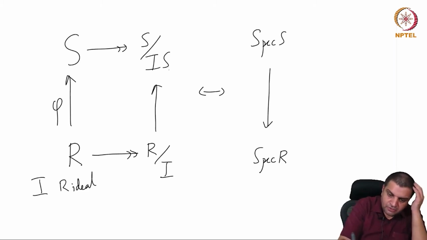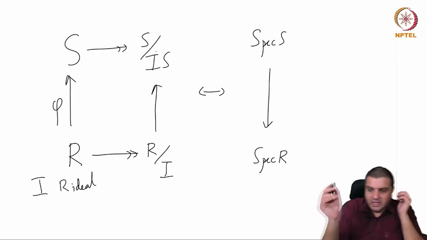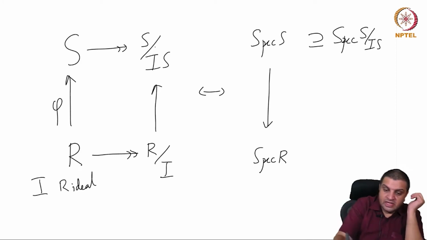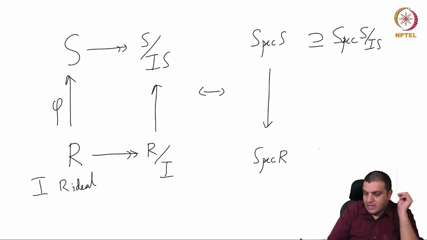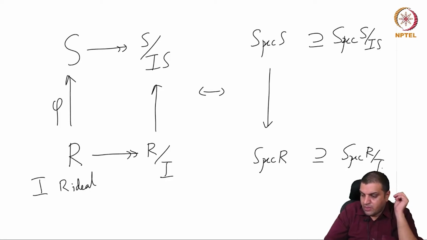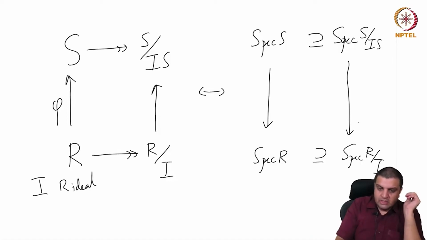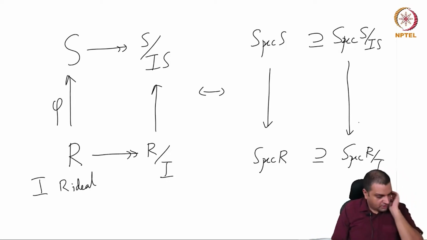So the spec of this ring is in one-to-one correspondence with primes containing I. So we can think of this as a closed subset. Spec of S mod IS sits inside spec S as a closed subset, and here is spec R mod I. And then we get a map like this. Okay, so a picture like this corresponds to a picture like this on the geometric side.